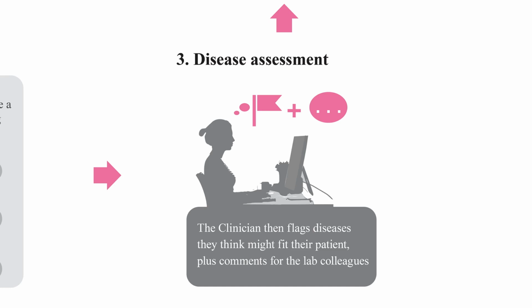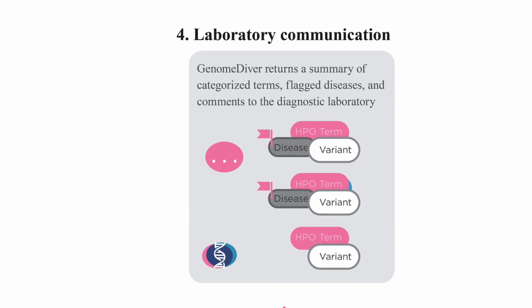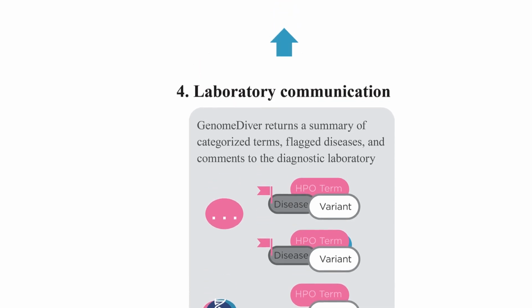Diseases of interest are flagged, and the clinician is given the option to write a short note to colleagues in the diagnostic laboratory. Typically, this takes 2 to 3 minutes at most. GenomeDiver bundles the refined list of HPO terms, any disease flags, and comments from the clinician and returns the information to the genomic diagnostic lab.